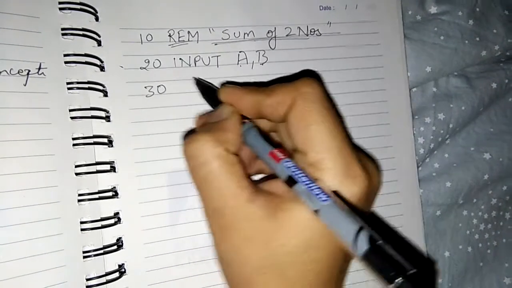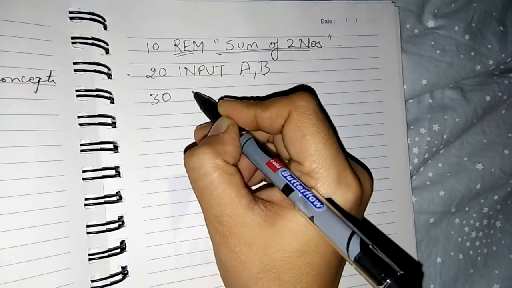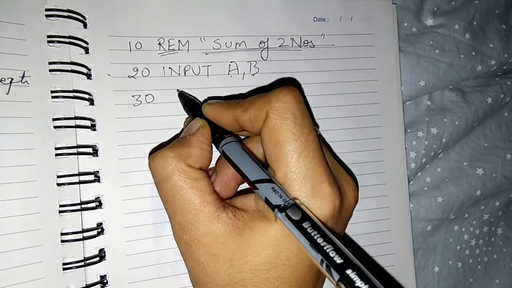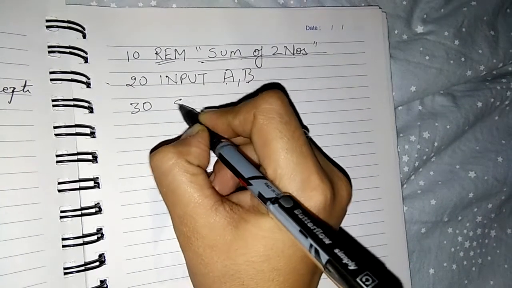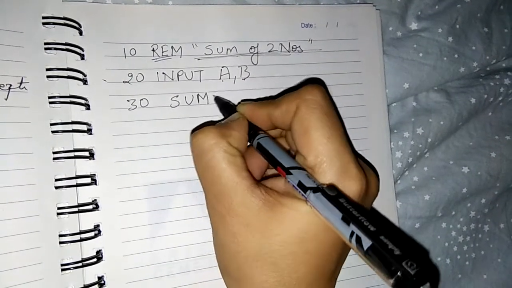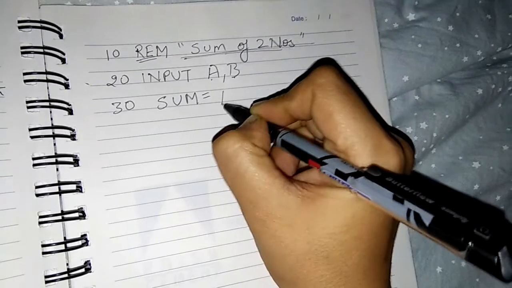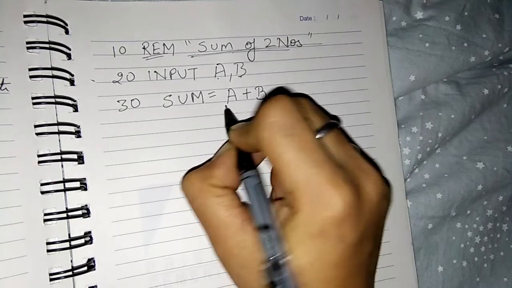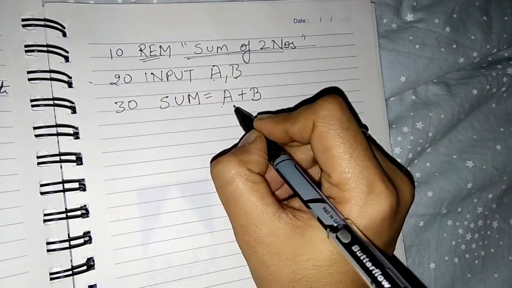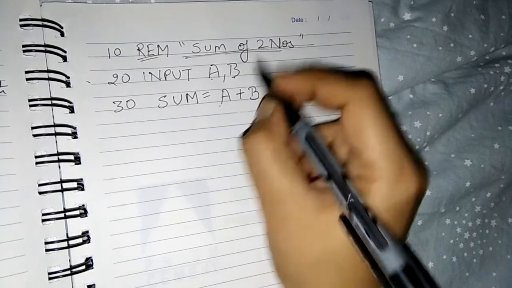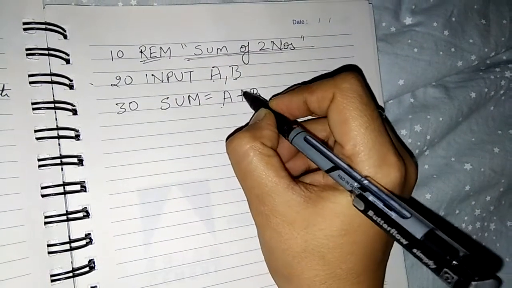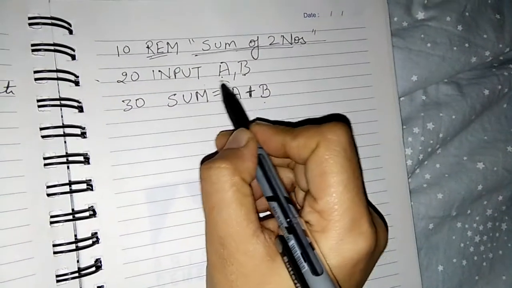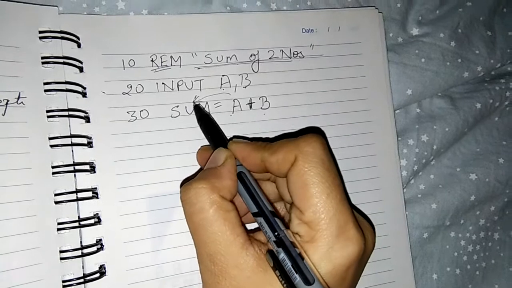Line 30: I am just using the processing part and using an operator plus to find the sum. The third variable that I have used is sum, that will calculate the sum using a plus operator, that is A, the first numeric variable, whatever the value user has given. Using a plus operator, it will add it with the second value the user has given, and it will store it back to this variable sum.